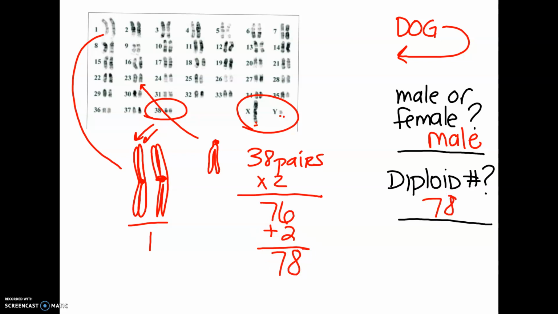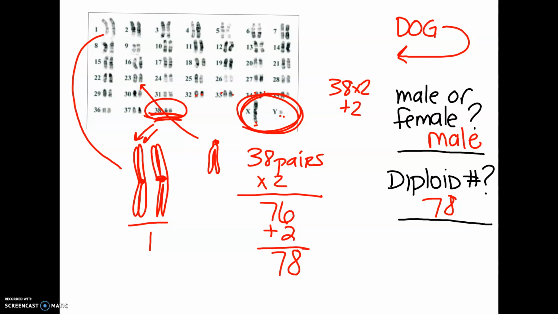So for any karyotype, if you're asked what the diploid number is, and assuming there's two copies of every chromosome in the picture, look at the pair numbers and count how many of those there are. So in this case, there's 38. Double that, because there's two of each one. And then don't forget to add in the two sex chromosomes. And that's how you're going to get your total.